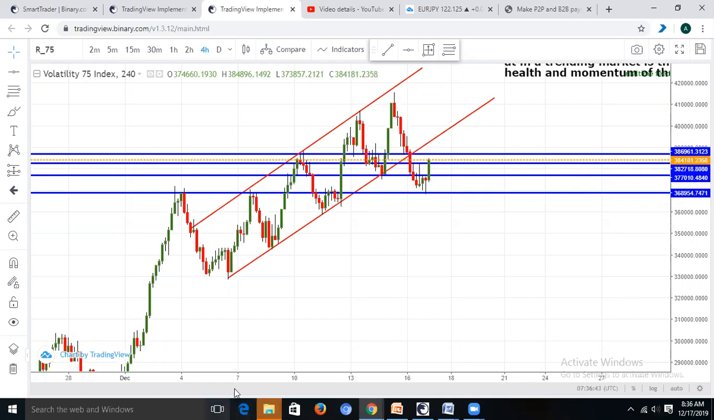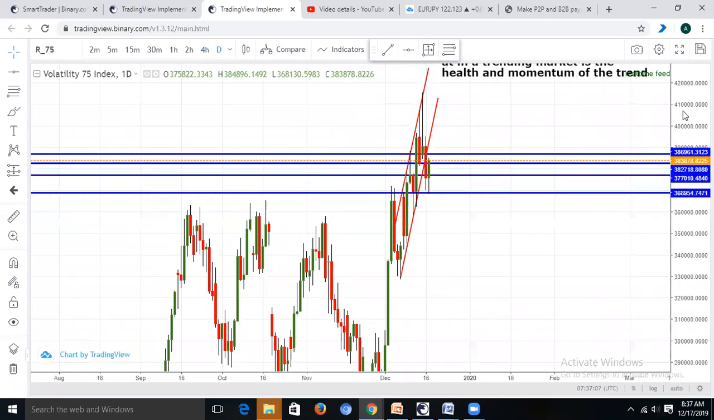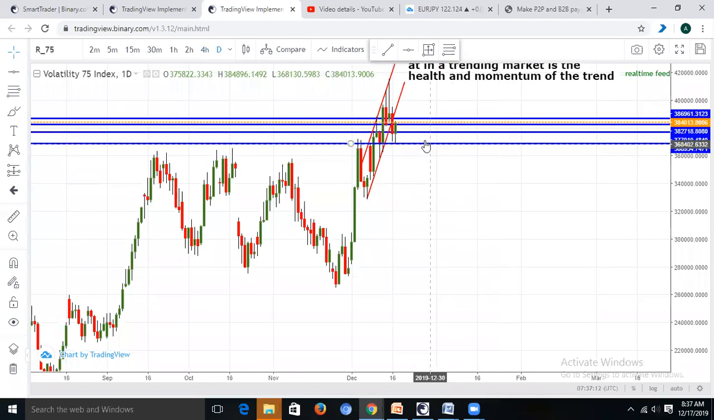This market is going to turn from here. It will touch this point, then turn. Let's look at the daily time frame. It may get to this point and turn.